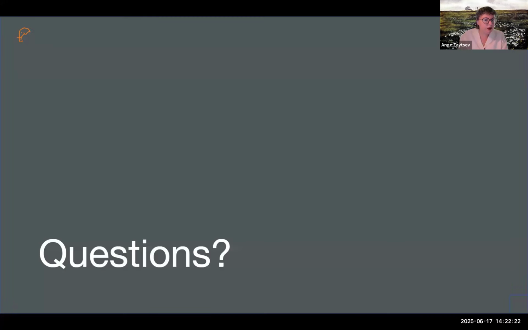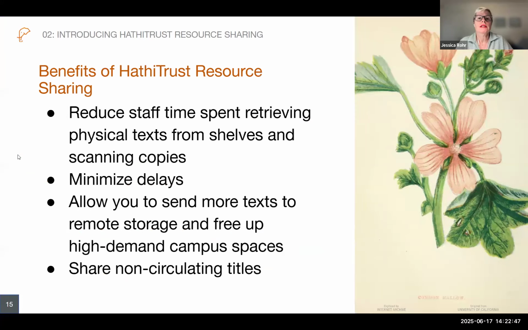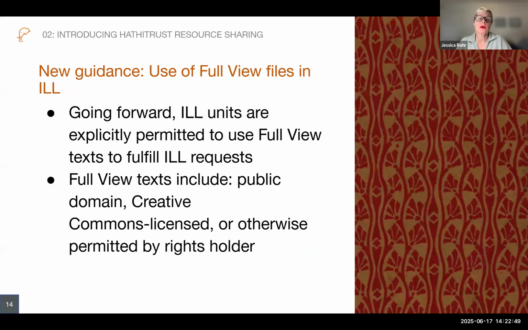So I am going to take a pause here and ask Jessica if any questions have come into the Q&A that I can answer about what I just covered, or what Jennifer covered. Indeed, yes, absolutely. So this is going back to the section we were talking about, new guidance for full view texts. So first question, for the full view texts, is that permission to loan anywhere or just within the US?